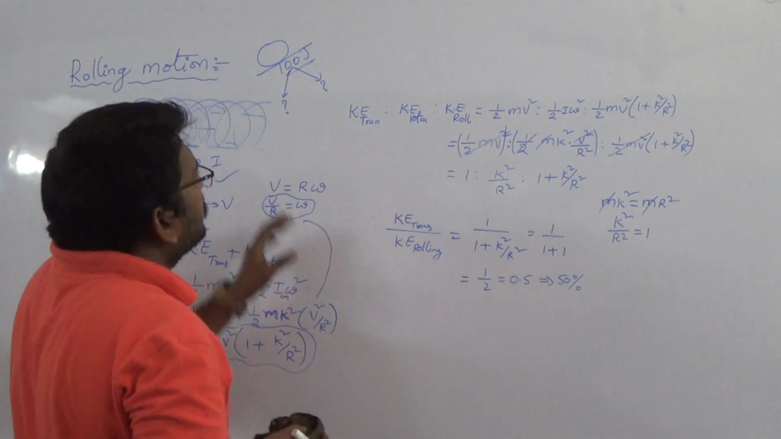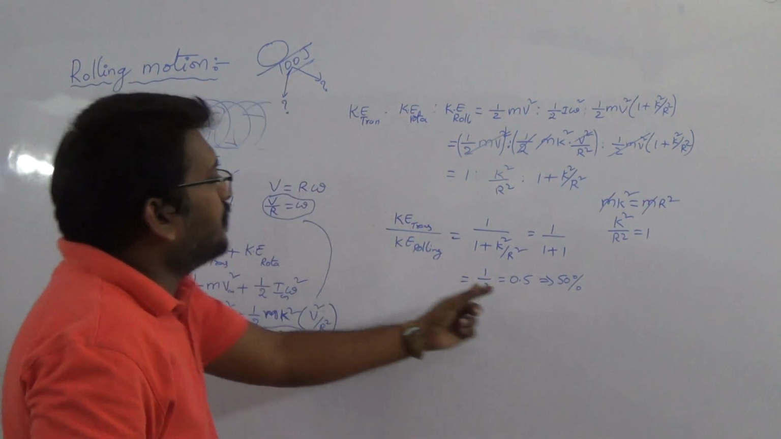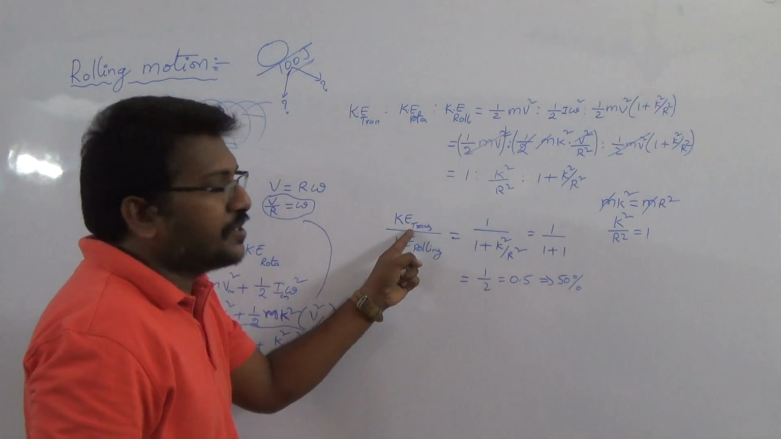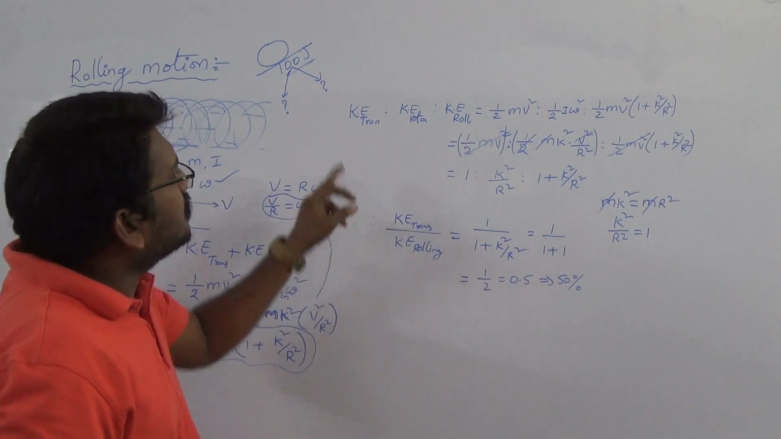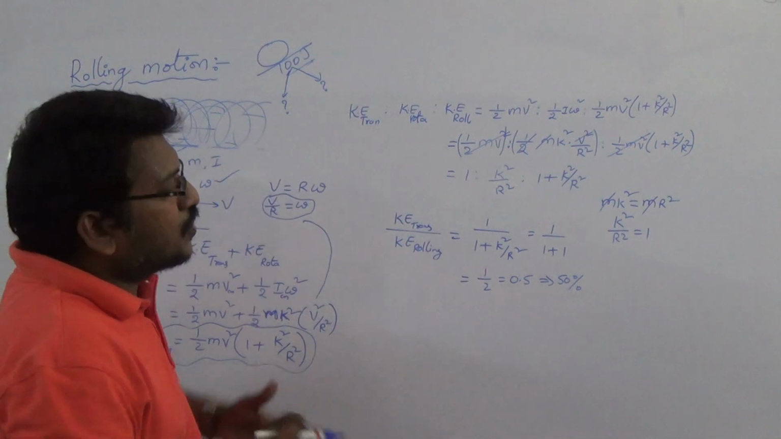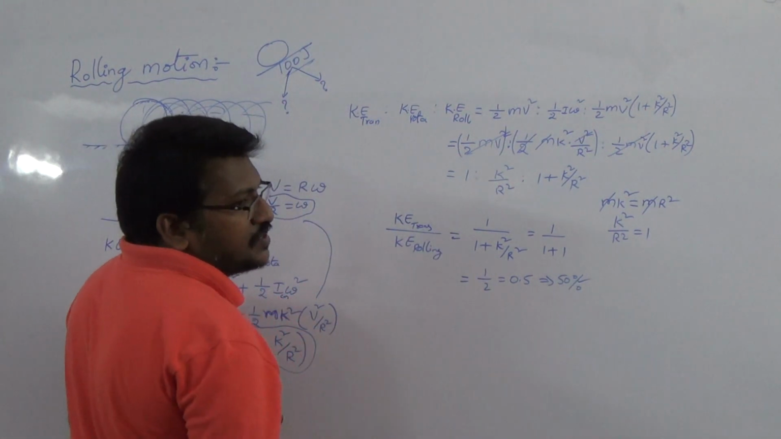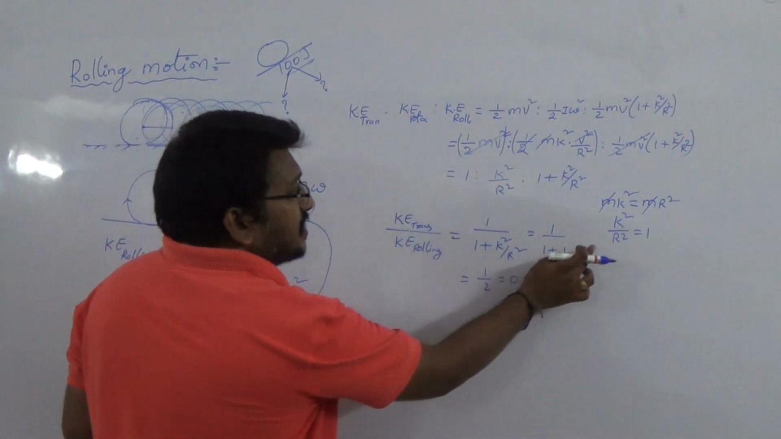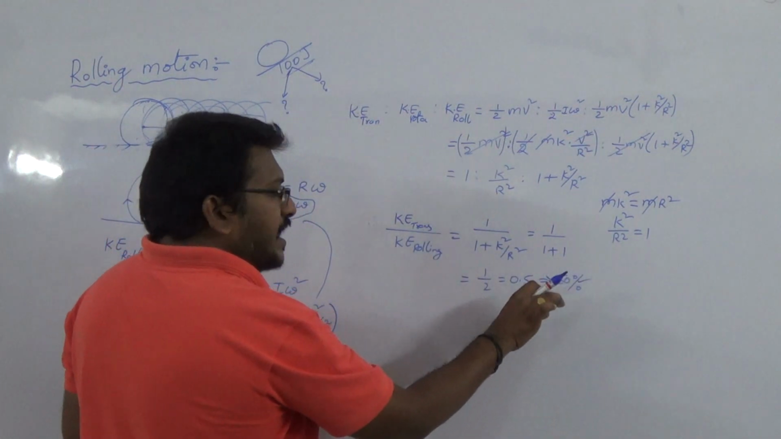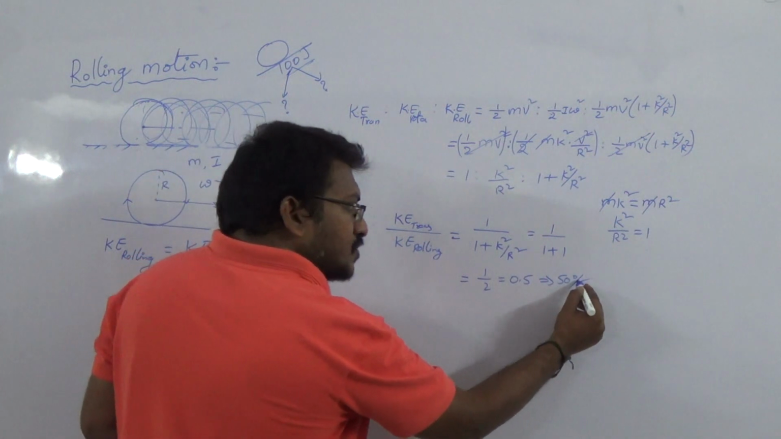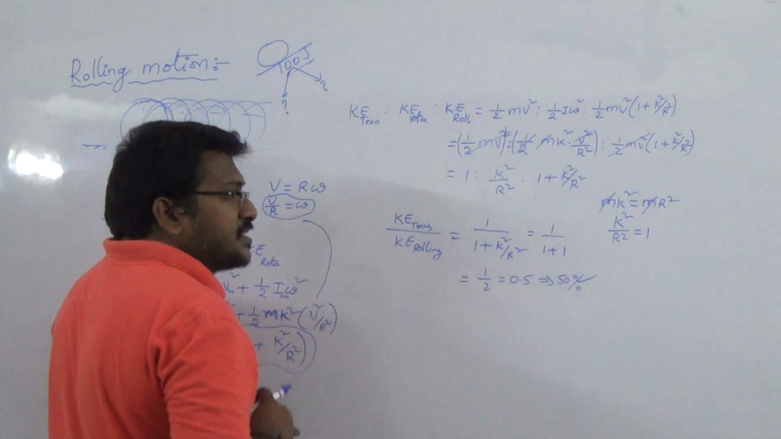That means from the total rolling energy, 50% of energy is due to translatory motion. But what is the amount of energy due to rotatory motion? Due to translatory motion we know 50%, the remaining is due to rotatory motion. In case of ring, the kinetic energy due to rotatory motion is also nothing but 50%.